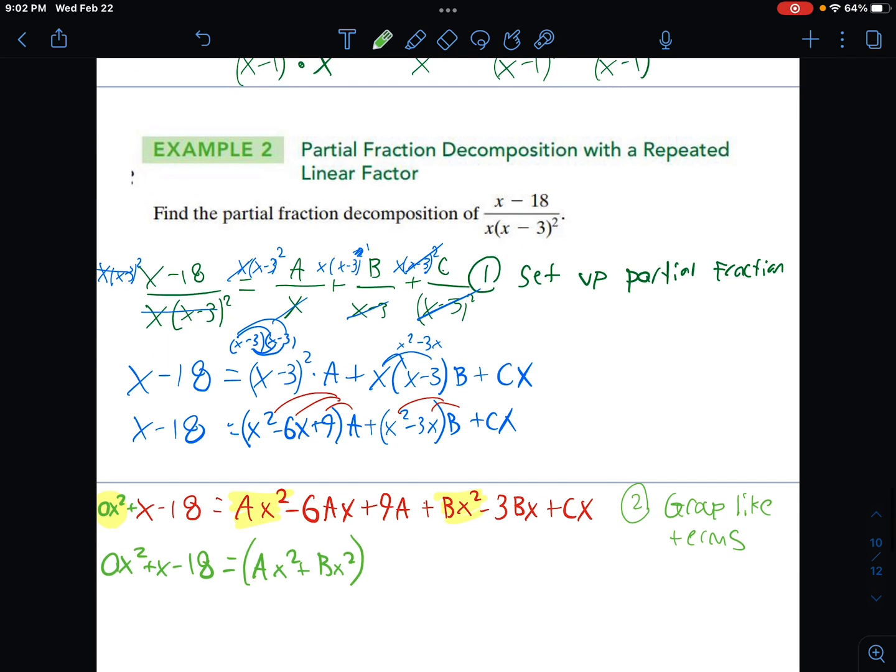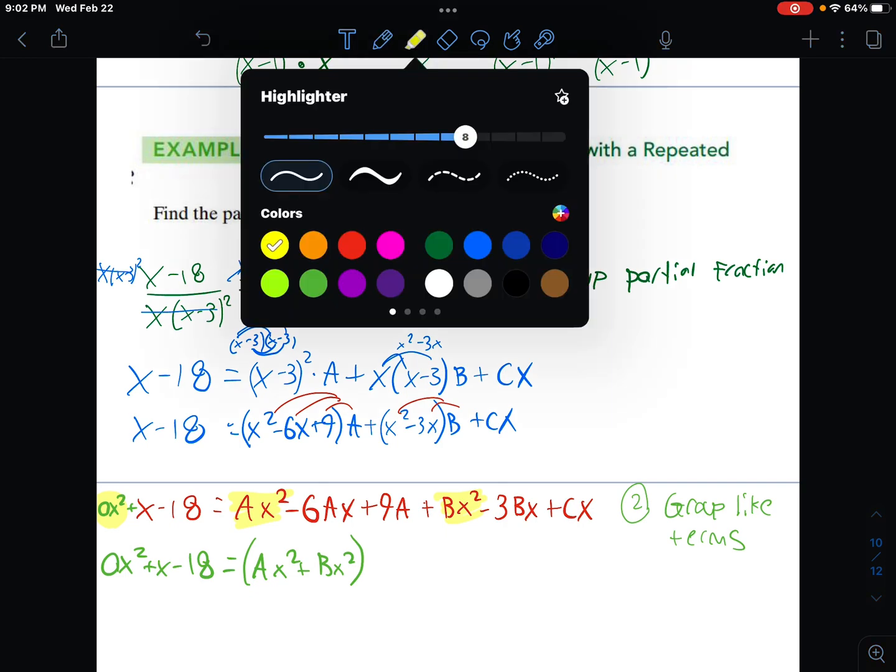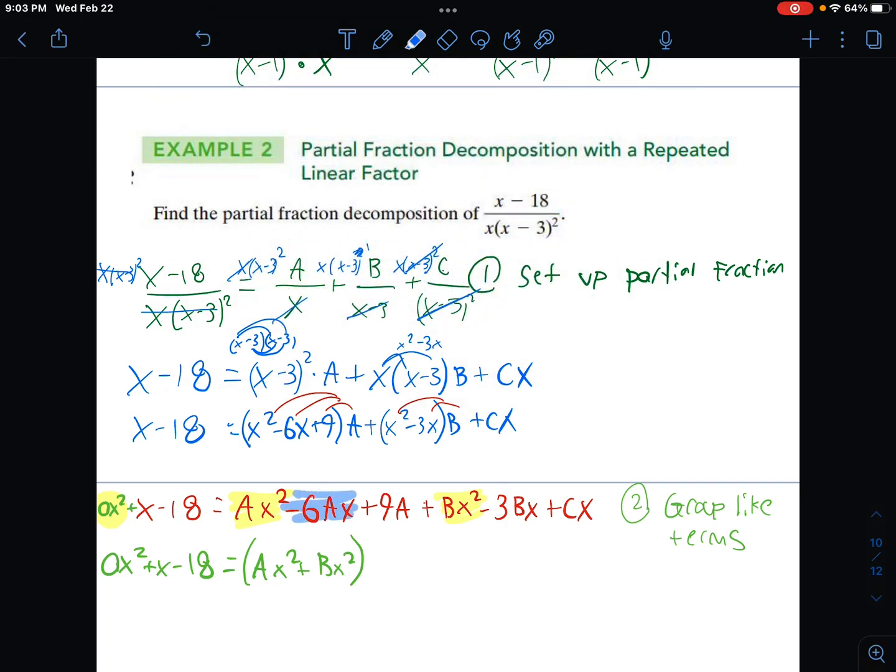Okay. The next part we're going to have is our x's. So we have negative 6a, negative 3bx, and cx. This is all going to add together to give us just x. So we're going to be left with plus negative 6ax minus 3bx plus cx.